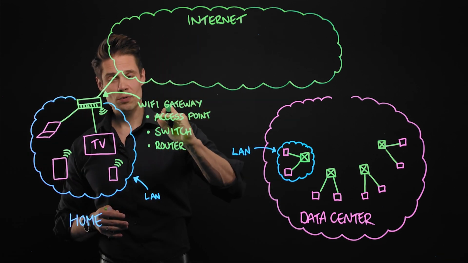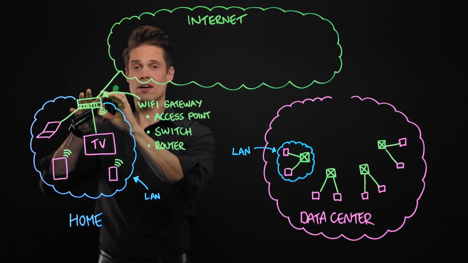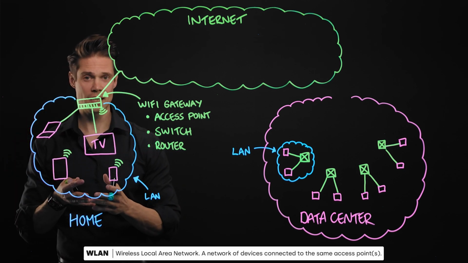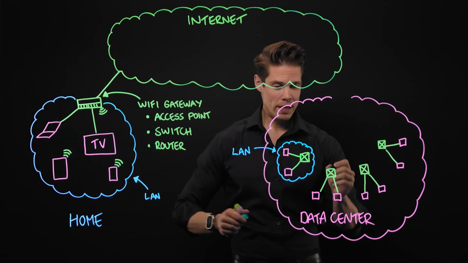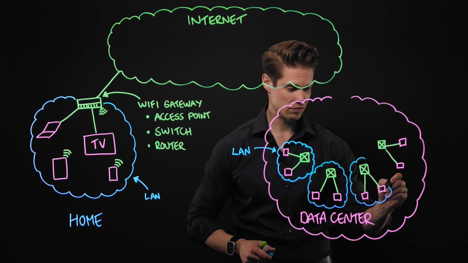If you add the access point functionality, it just extends the capabilities of the physically connected switches. It extends it to wireless LAN. It's still a LAN, wireless local area network. We have multiple of these LANs here. We also can have just one.